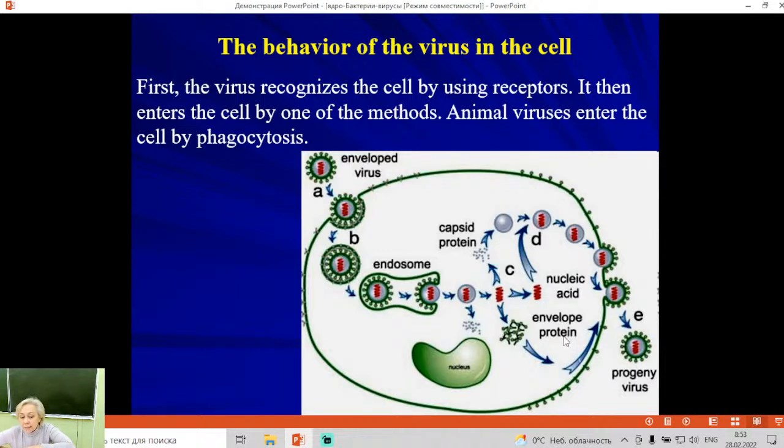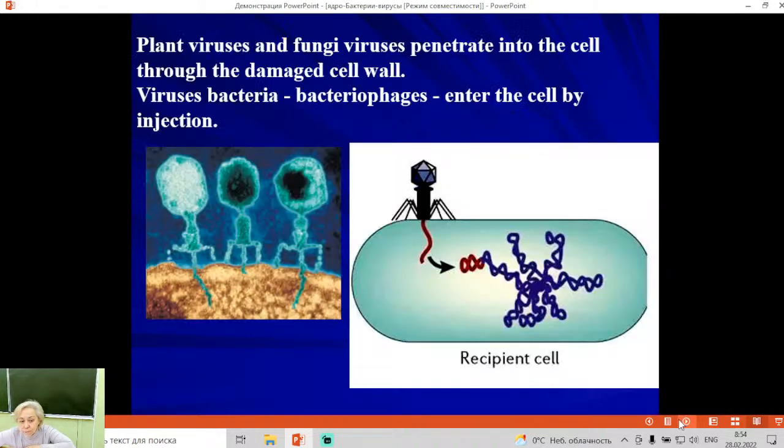The behavior of virus in the cell. The virus recognizes the cell by using receptors. It then enters the cell by one of the methods. Animal viruses enter the cell by phagocytosis, and you see this process on the slide. The receptors of viruses join with receptors on the surface of the cell, phagocytosis occurs, and viruses penetrate into the cell. Plant viruses and fungi viruses penetrate into the cell through the damaged cell wall. Viruses of bacteria, bacteriophages, enter the cell by injection.